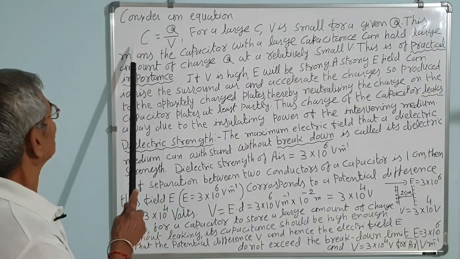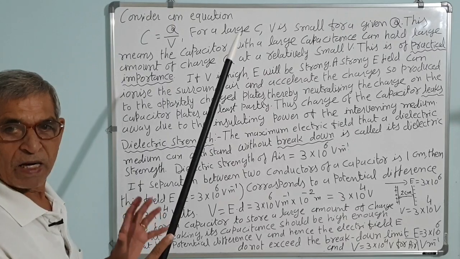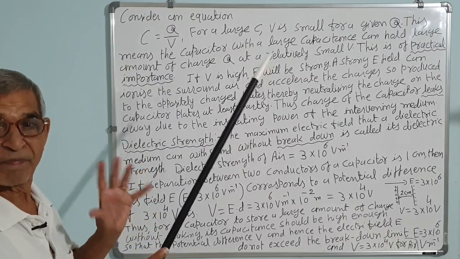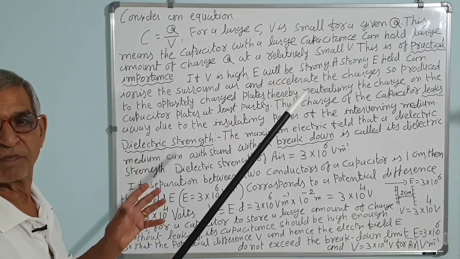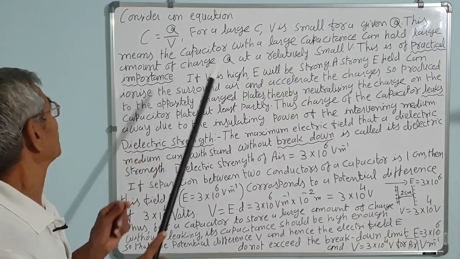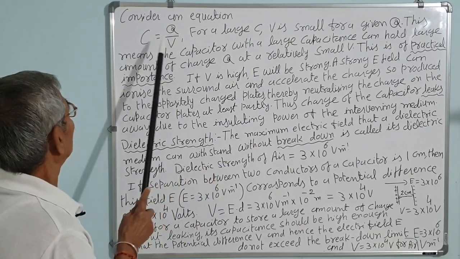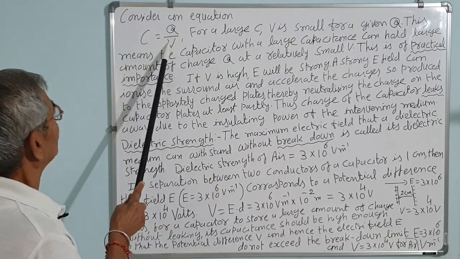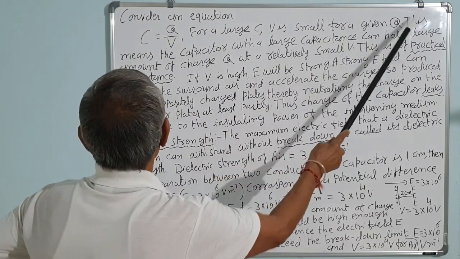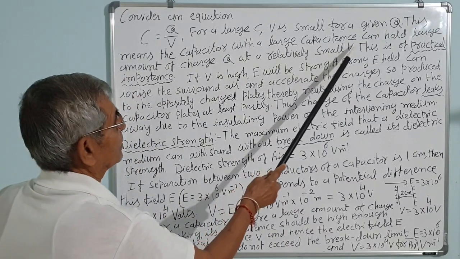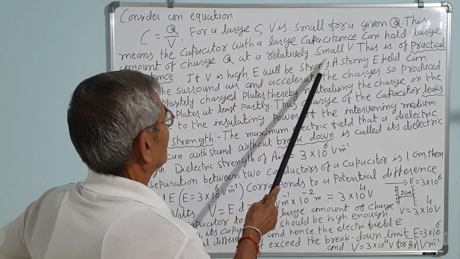Consider an equation for the capacitor. The capacitance of a capacitor C is equal to Q upon V. The capacitor has a capacity to store charge, so we call this capacitance. Capacitance is the capacity of a condenser or capacitor to store the charge. So, C is equal to Q upon V. For a large C, V should be small, so this ratio should be more. For a given Q, this means the capacitor with a large capacitance can hold a large amount of charge Q at relatively small V.